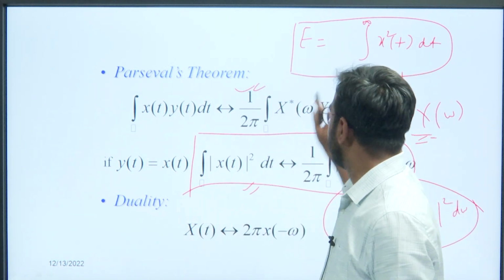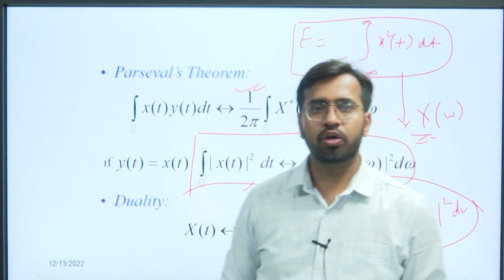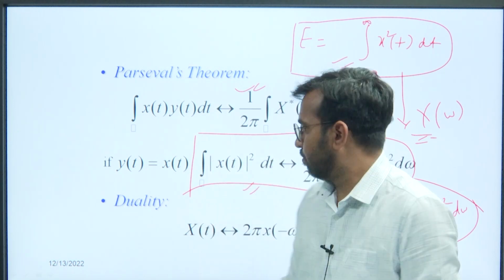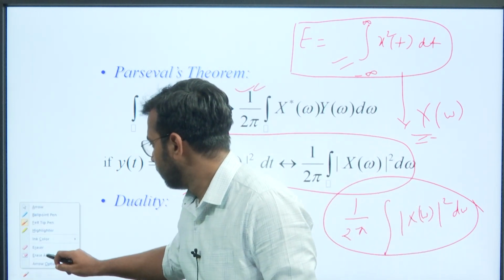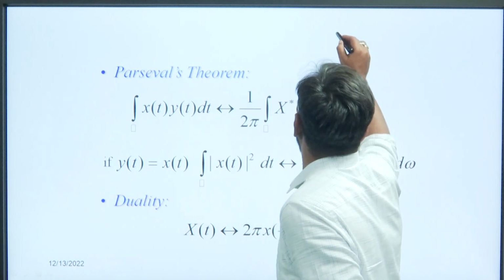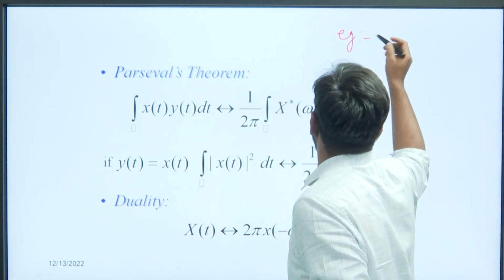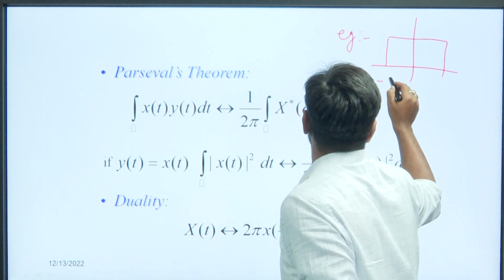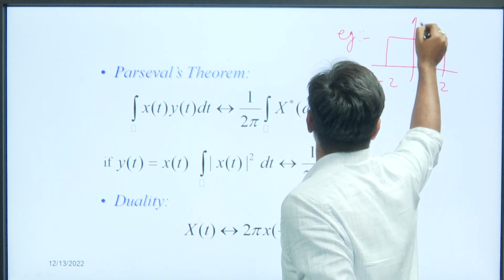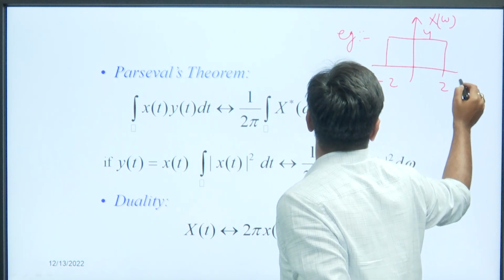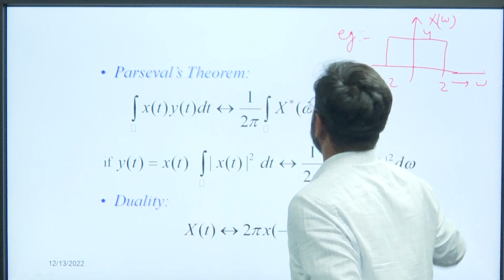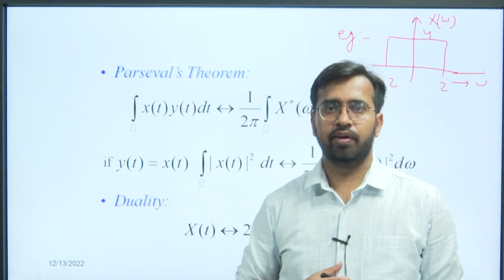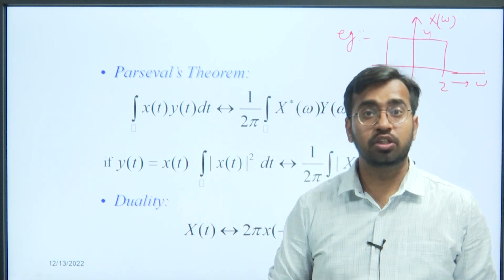So energy in the time domain is equal to 1 upon 2 pi times the energy in the frequency domain. Suppose, for example, you take one example. Suppose the frequency response, the Fourier transform of a signal, is given, and you are required to find the energy of the signal.